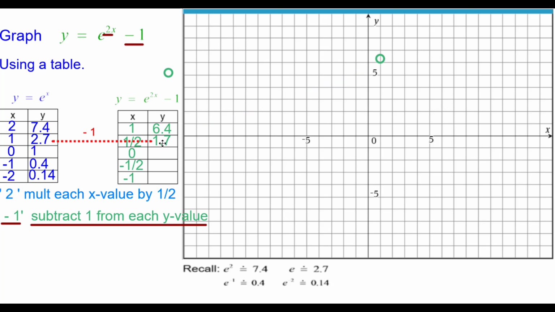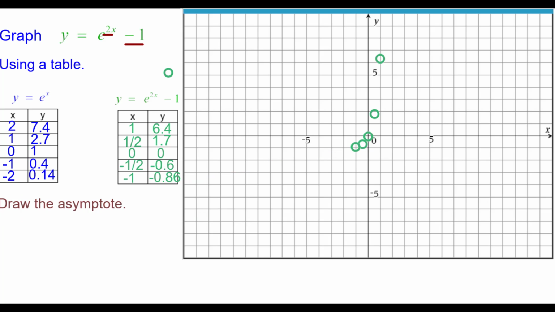2.7 minus 1 is 1.7, so over 1/2 up 1.7. 1 minus 1 is 0, so the origin is on this graph. 4/10 minus 1 is negative 6/10, so negative 1/2, negative 6/10. And 0.14 minus 1 is negative 0.86, so we'll plot negative 1, negative 0.86.